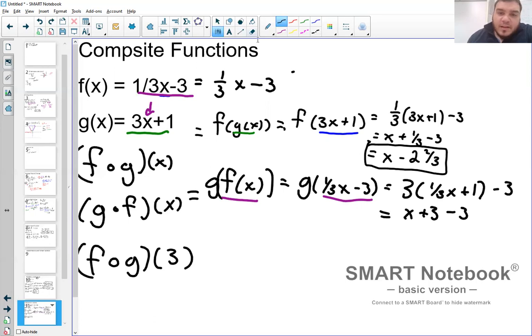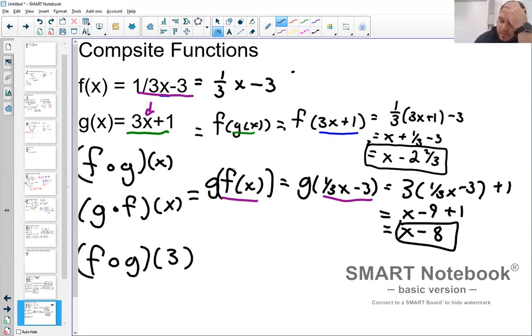Did I mess up? I did mess up. This is 3 times 1/3 x minus 3. I mixed up the situation. This should be minus 3 in here, and this should be the plus 1. My fault on that. So distribute again. 3 times 1/3 x is just x. 3 times 3 is minus 9. That's more like it. Plus 1. x minus 8. So notice how you have different answers depending on whether you're doing g of f or f of g.